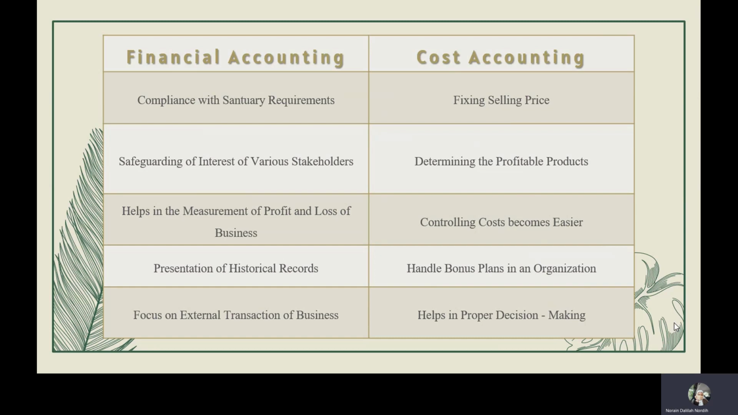Fourth, handle bonus plans in an organization. This will keep the daily wage workers in pace and expect high-end production from them by providing bonuses to them. And the last one, cost accounting helps in proper decision making. This decision making is a vital attribute on which the fate of a business organization depends. That's all for objectives of financial accounting and cost accounting. Next question.